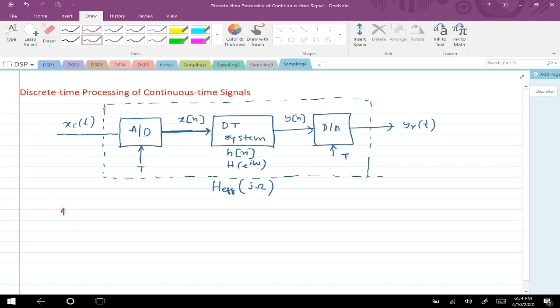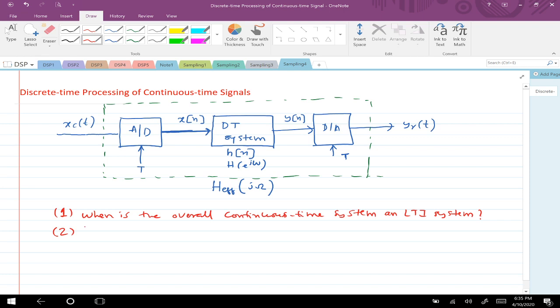In this lecture we will try to address two questions. First question is, when is the overall continuous time system an LTI system? That's the first question we would like to answer. Is it always true for any given h of n, or are there certain things that we need to take into account? This is something at the end of this lecture we should be able to answer.